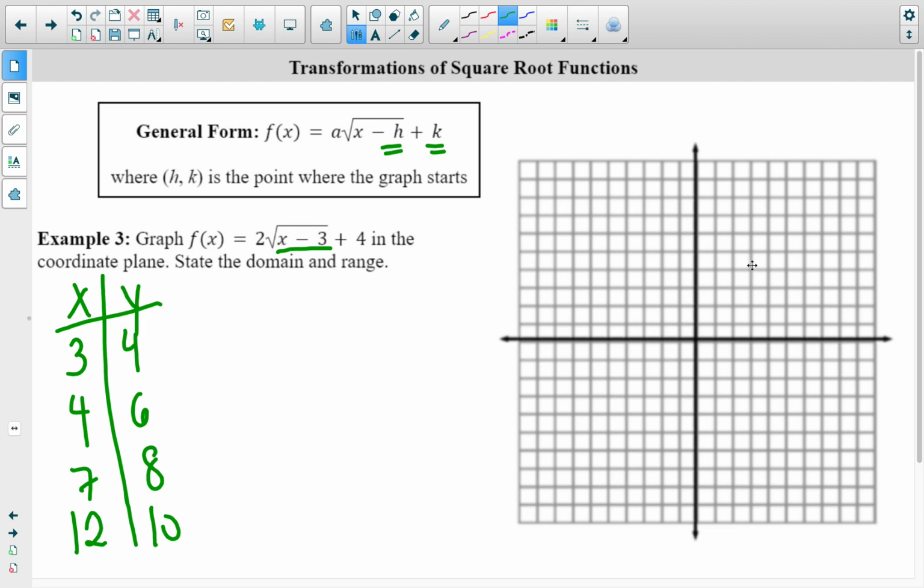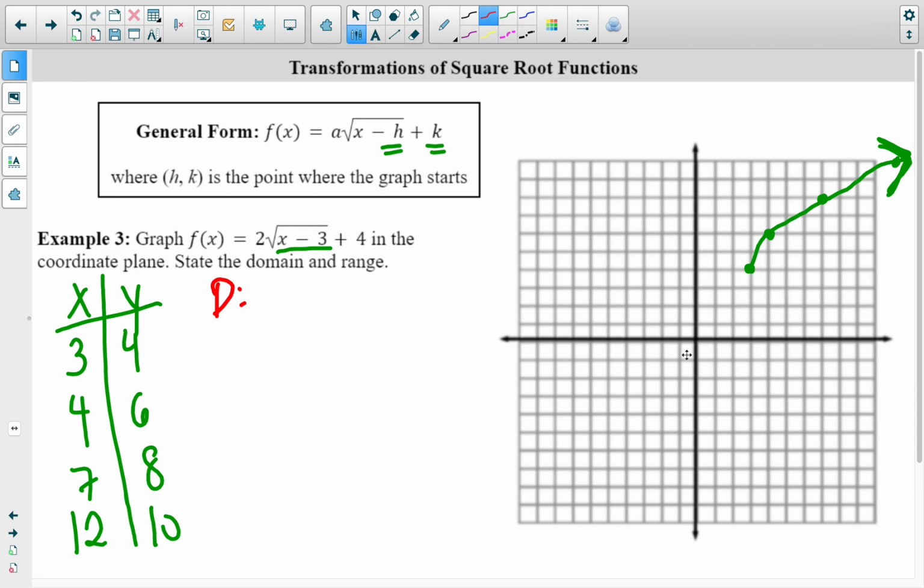Let's plot these points. Over 3, up 4. Over 4, up 6. Over 7, up 8. And then over 12 would be over here, up 10. To decide which way your arrow is going to face, check and see, could you plug in x values to the left? Could we plug in 0? If we plug in 0 here, we're going to get 0 minus 3, which is a negative 3 under that square root. That's a no-go. So because of that, we need to make sure that our arrow on the graph faces the other way.